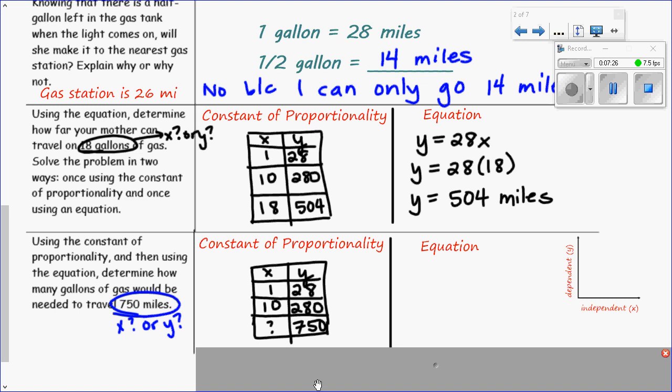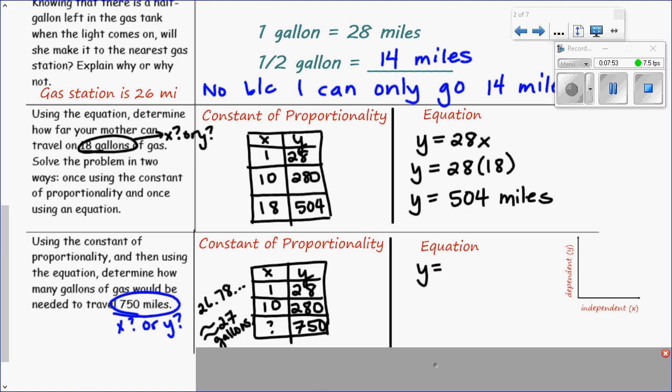You know that it needs to equal 28 if I divide y by x, so we can do 750 divided by 28. Okay, and that's about 27 gallons. It should be a decimal. You should have gotten something like 26.78, and so on and so forth. Okay, so about 27 gallons.